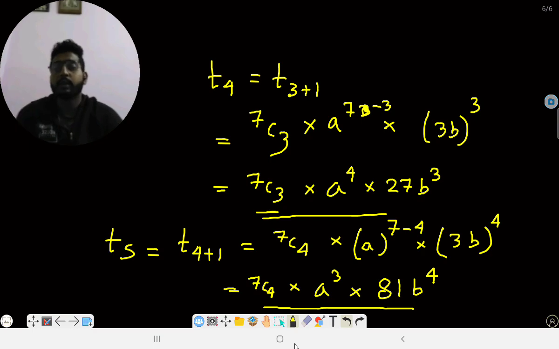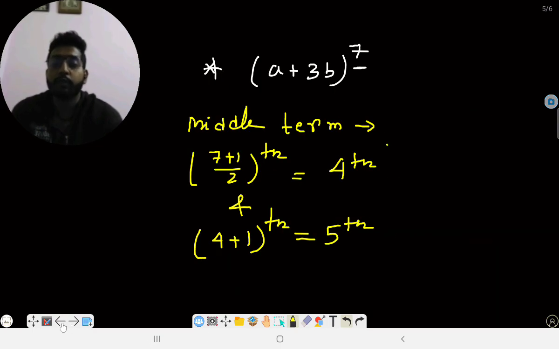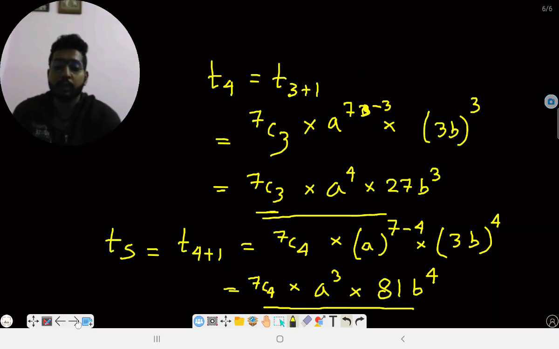If the power is odd, there will be two middle terms, and if the power is even, there will be only one middle term, and we can find the middle term using these formulas.